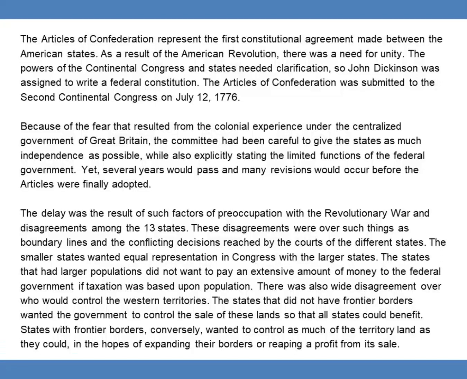There was also wide disagreement over who would control the Western territories. The states that did not have frontier borders wanted the government to control the sale of these lands so that all states would benefit. States with frontier borders, conversely, wanted to control as much of the territory land as they could in the hopes of expanding their borders or reaping a profit from its sale.